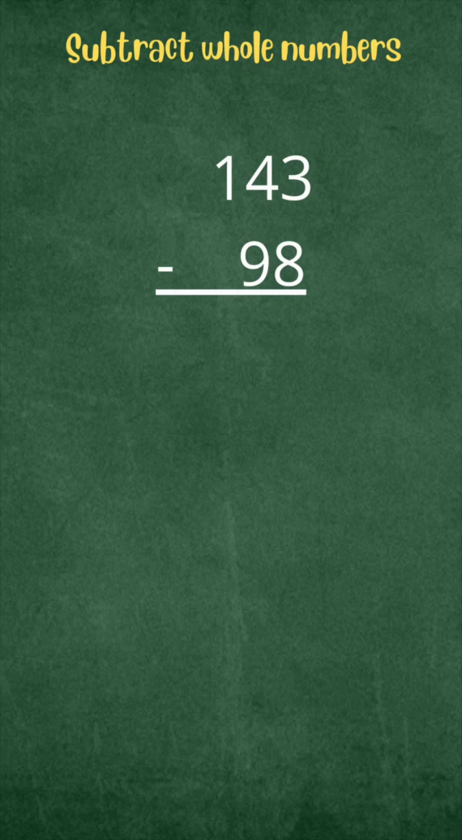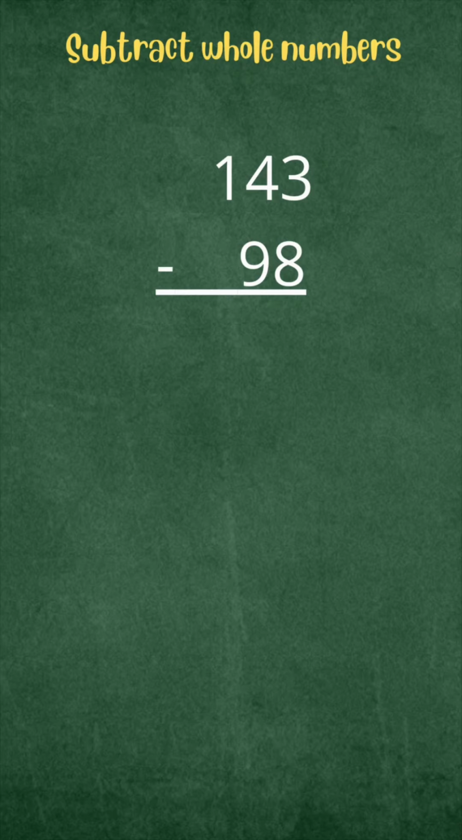Today we're going to learn how to subtract whole numbers. One thing to remember when you're subtracting whole numbers, especially multi-digit whole numbers, there's possibly going to be some borrowing taking place. And I'm going to explain that in just a moment. So let's look at this first example. We have 143 minus 98.